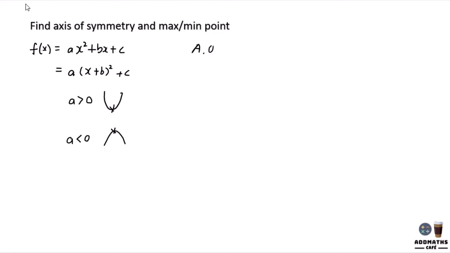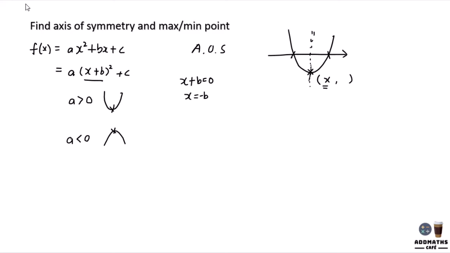Axis of symmetry means that if I have an x-axis and a curve, it is the midpoint between the two roots, which is also the minimum point over here. The x value of the minimum point is called the axis of symmetry. Axis of symmetry is the midpoint of the two roots. So to find axis of symmetry, we just need this part, x plus b equal to 0 and x equal to negative b. So this will be your axis of symmetry.